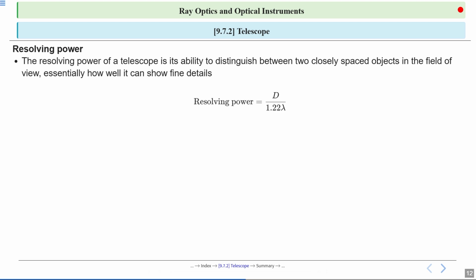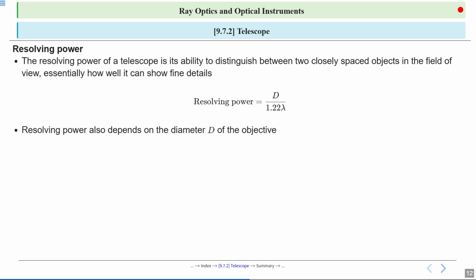Here is the formula for resolving power. Resolving power equals the diameter of the objective D divided by 1.22 times the wavelength of light, lambda. This formula shows how resolving power is mathematically determined. Note that D represents the diameter of the telescope's objective lens or mirror, and lambda is the wavelength of light being observed.